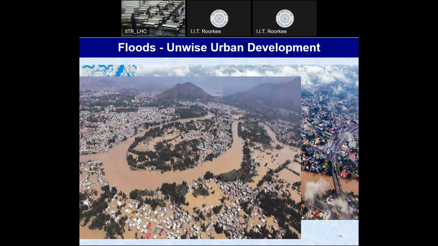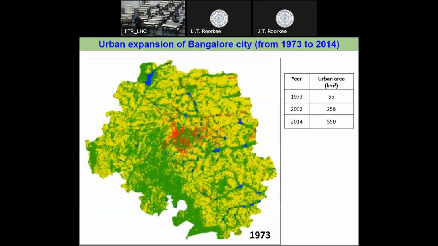So several reasons are behind the increased incidences of flood, but one reason which is starkly clear in our country is unwise urban development. When we start to construct houses, we simply are not bothered about the topography, about the hydrology, about the soil characteristics, and so on. There is more than one example of how cities have grown.